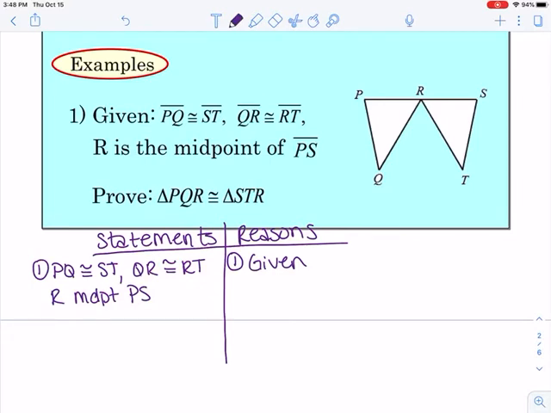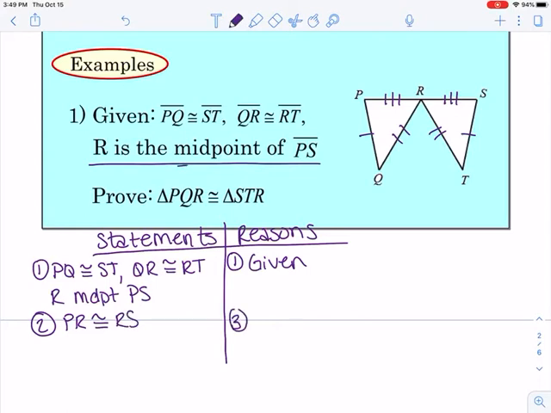And eventually our goal, again, is to prove that these 2 triangles are congruent. So let's mark the 2 things that I know that are congruent right from statement number 1. So PQ is congruent to ST and QR is congruent to RT. And then we're going to get our next line from the fact that R is the midpoint of PS. If R is the midpoint of PS, that means PS is getting cut into 2 congruent pieces, or more specifically, PR is going to be congruent to RS. And the whole reason for that is that's the definition of a midpoint.